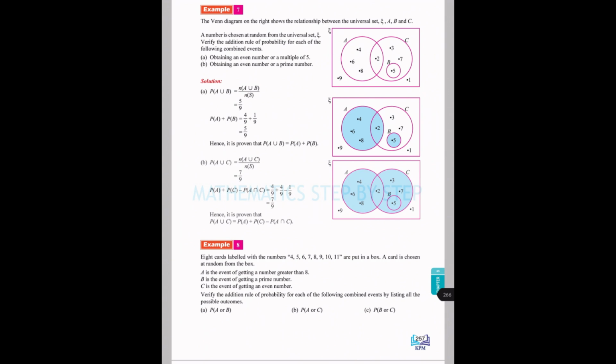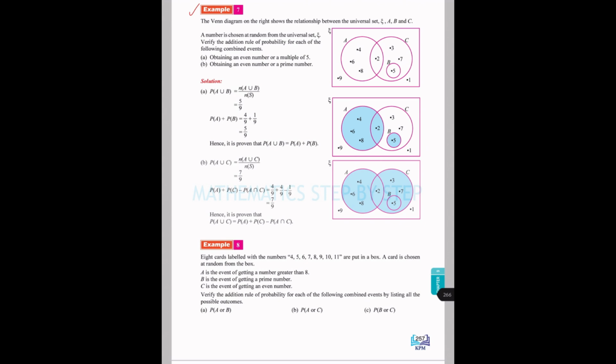So now let's go through this example 7 together. The Venn diagram on the right shows the relationship between the universal set and sets A, B, and C. A number is chosen at random from the universal set. Verify the addition rule of probability for each of the following combined events. Part A: obtaining an even number or a multiple of 5.